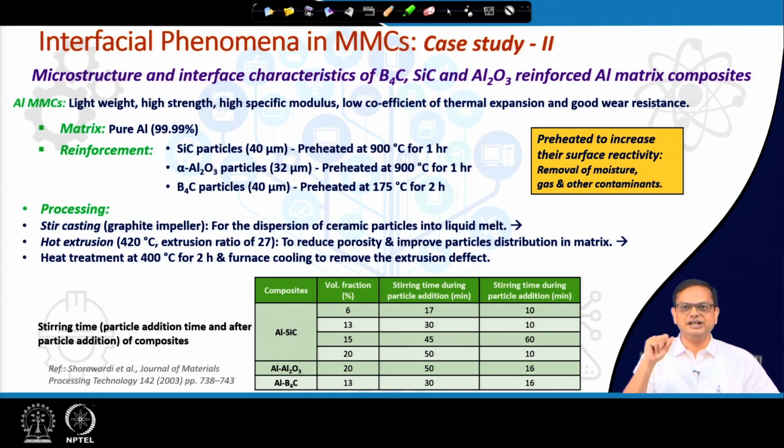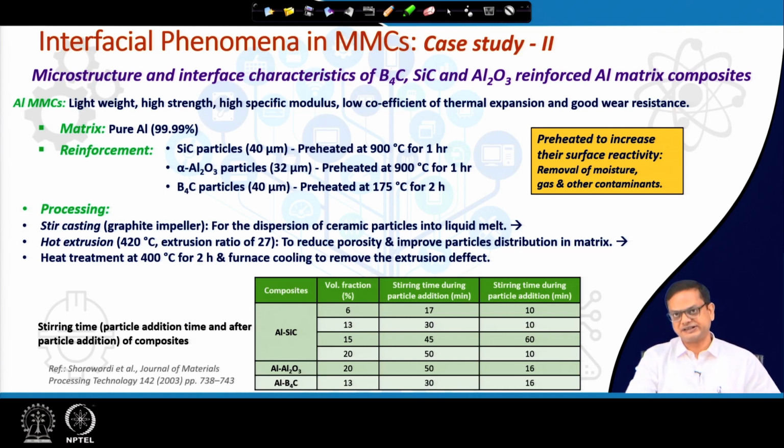distribute the particles homogeneously. There will be some cases where there will be agglomeration of particles in some locations. If you are going for hot working, some kind of hot working technique, like in this case hot extrusion, then those particles get distributed more homogeneously. So, the idea of doing hot extrusion is to remove porosity and to maximize the distribution of the particles in terms of homogenization.